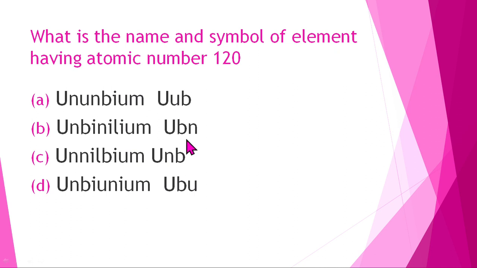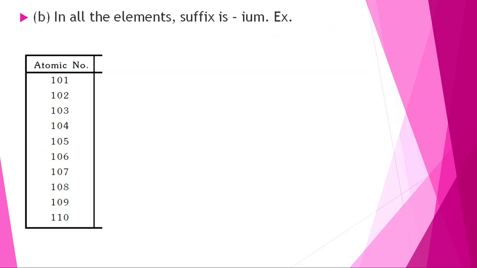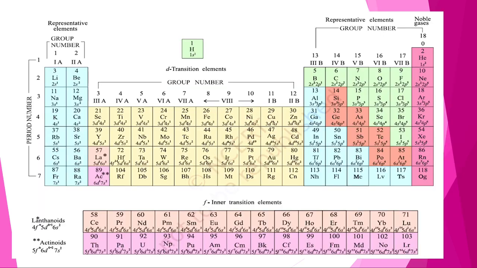Okay? So now we will discuss how the modern periodic table is based on electronic configuration. Let me show you the modern periodic table first. From this long form of the periodic table, we will now discuss how it is based on electronic configuration.